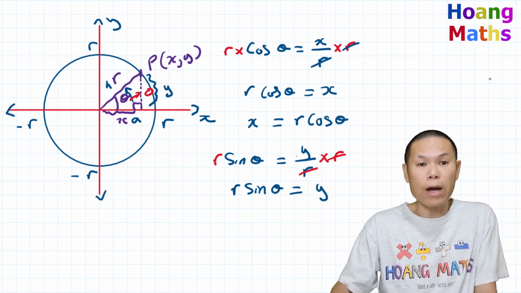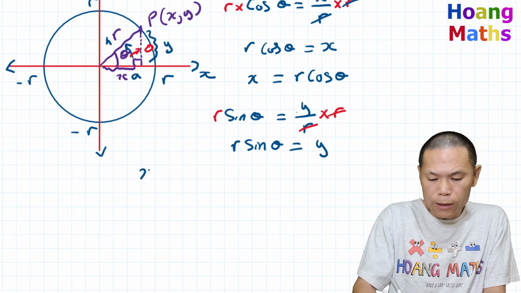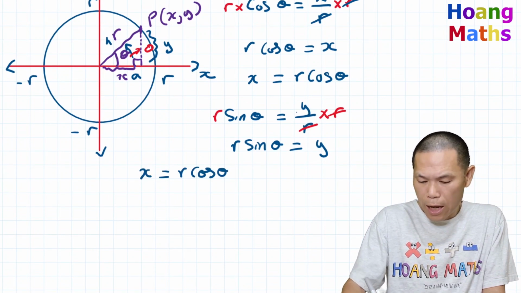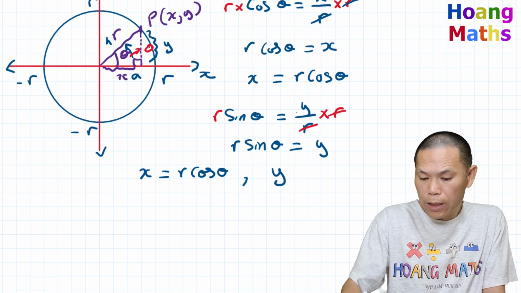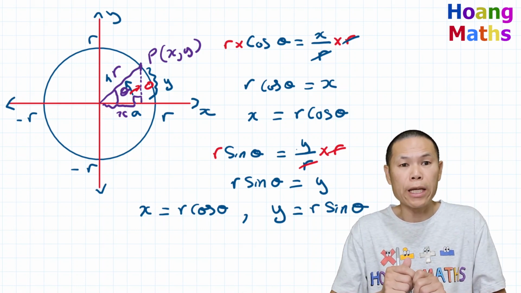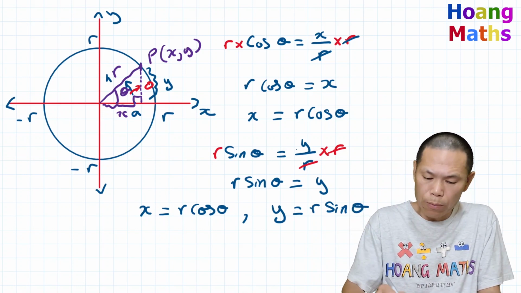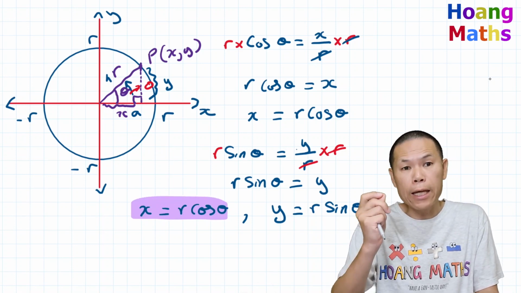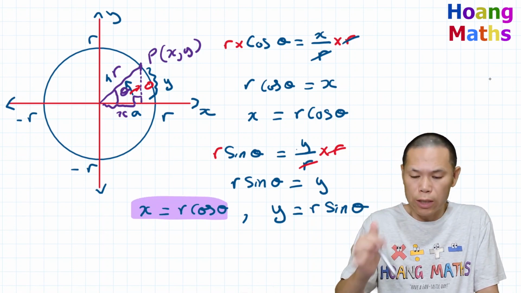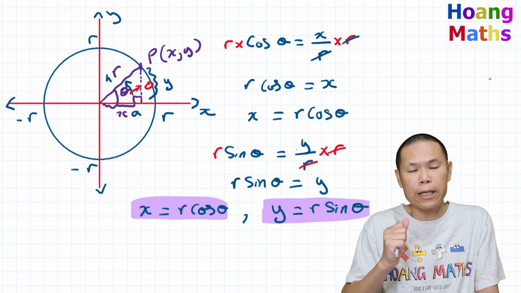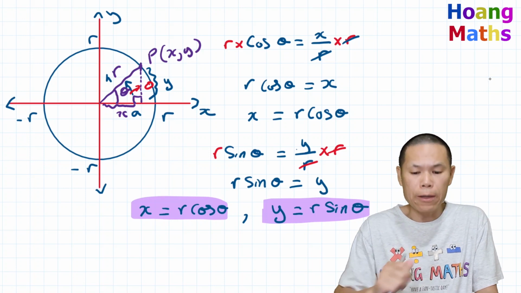So let me just rewrite this. We know that x is equal to r cos theta and y is equal to r sine of theta. So these are the parametric equations of a circle. Keep that in mind. For a circle, the parametric equations are x is equal to r cos theta and y is equal to r sine theta. So please keep that in mind, okay?